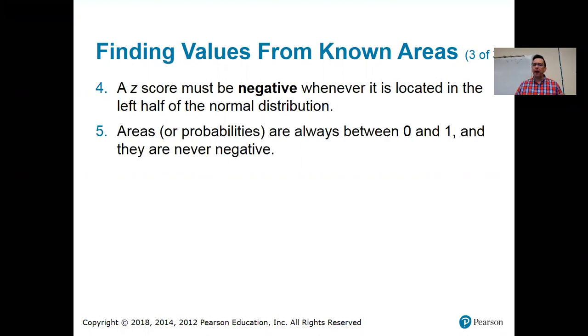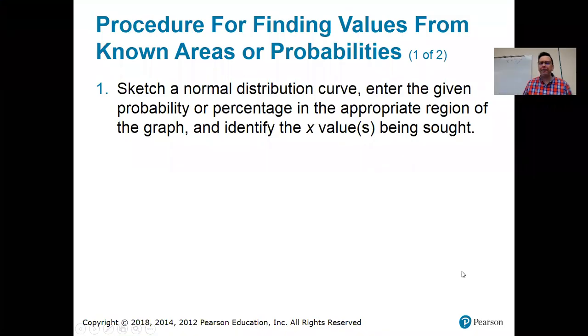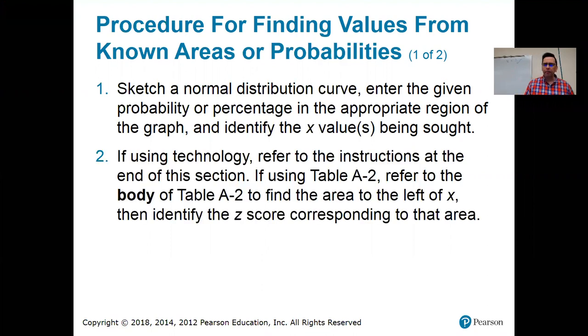Remember that areas or probabilities are always between 0 and 1. Areas are never negative. Z-scores can be negative. Areas can't be. Okay, so to find values from known areas or probabilities, number one, sketch the curve, shade the appropriate region. Number two, if you're using technology, make sure you know how to use it. If you're using the table, remember that the table only does areas to the left.